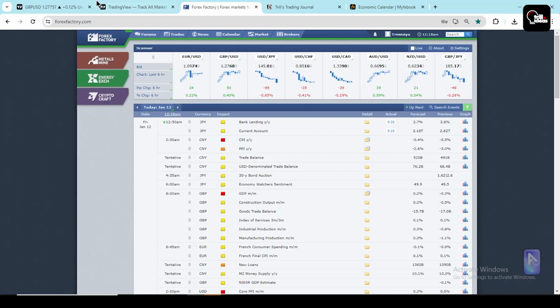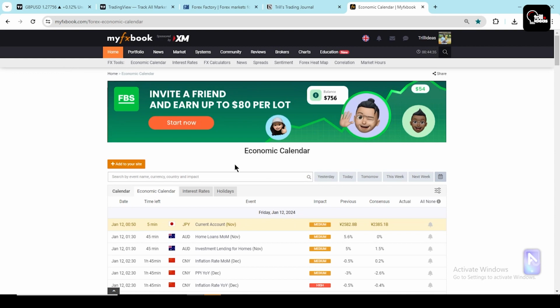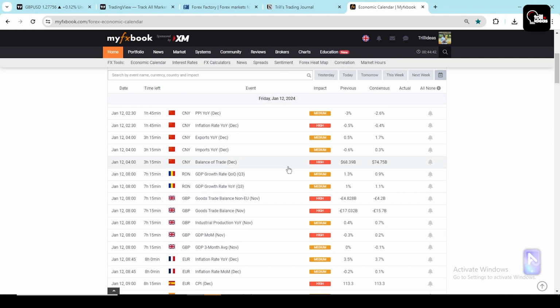So it's not only Forex Factory, there are some other ones such as MyFXBook. As you can see, myfxbook.com. So the same work they are doing. So we also have investing.com. So you can also check that one out. So guys, those are the key things you need to trade.